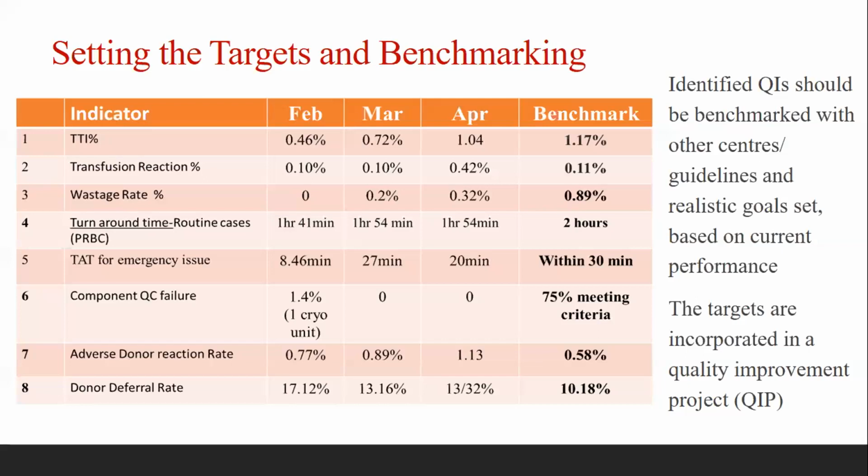So this is one such example that we practice in our center. We monitor several mandatory and optional quality indicators that are recommended by NABH. And this is one such table where I have shown the average as well as the cutoff values that we could derive based on our retrospective data analysis. So the next target is to have the cutoff values, set these targets, and come up with benchmarking details. The identified quality indicators should be benchmarked, and this will help us in quality improvement projects.